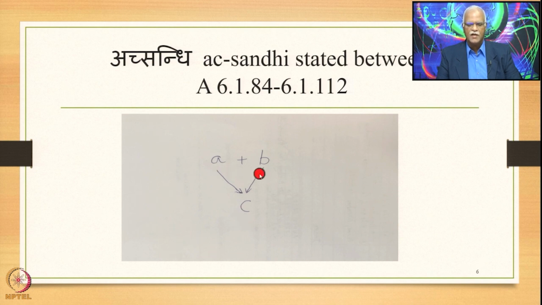So A plus B is the substituent, C is the substitute. A and B, these are the sthanis, C is the adesha. A plus B is the input and C is the output generated by the sutra in this particular section.